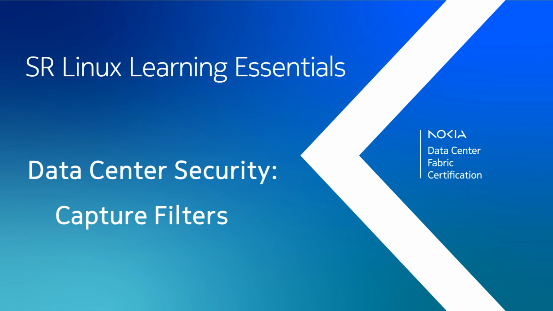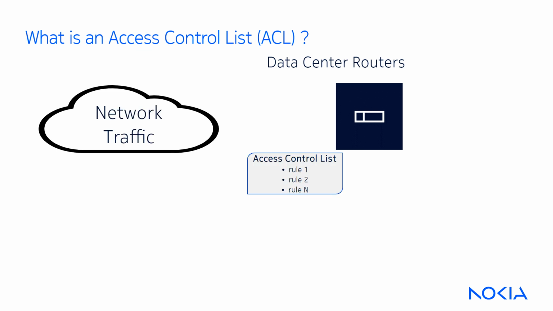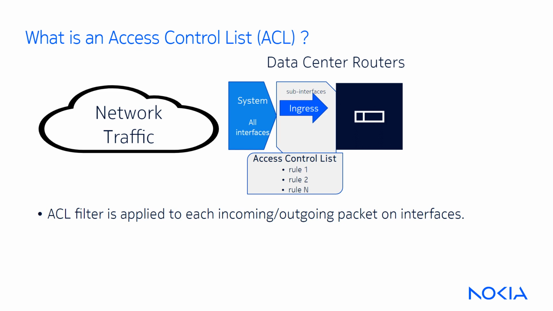This video explains a special type of access control list called capture filters to filter packets for further analysis. An ACL is a kind of filter with a set of ordered rules. When an ACL is applied to an interface, the system will check every incoming or outgoing packet on that interface against the set of rules.